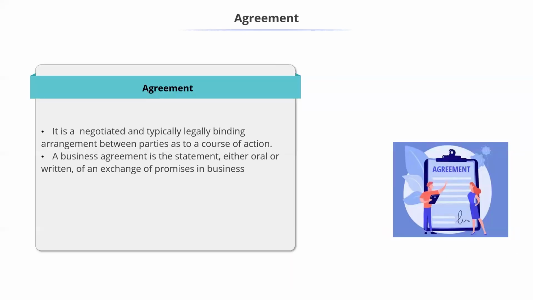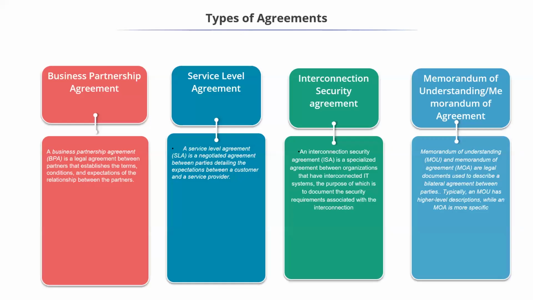Then agreement. It is a negotiated and typically legally binding arrangement between parties as to a course of action. It is a statement, either oral or written, of an exchange of promises in business. So there are different types of agreements. Business process agreements are agreements between partners on what the expectations are. SLAs. What is an SLA? SLA stands for service level agreement.